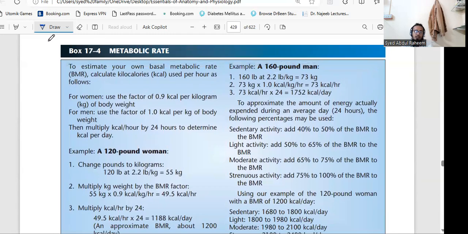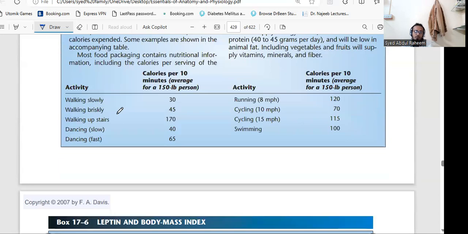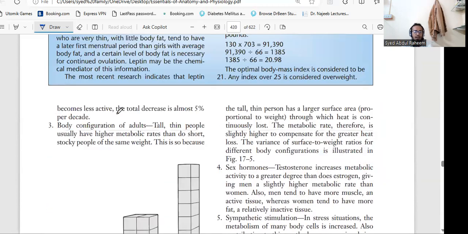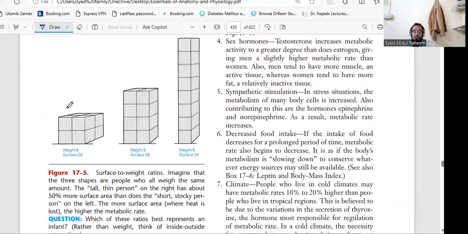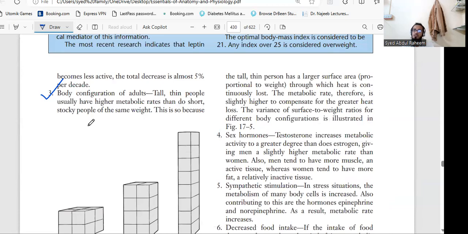Here, the metabolic rate is given. We'll discuss this box because it is very important. Body configuration is also important, because in tall, thin people the metabolic rate is very high, and in obese and heavy people the metabolic rate is low because they have energy stores which they use gradually. And we have sex hormones like testosterone; when testosterone is released, metabolic rate increases. Estrogen also. So in men the metabolic rate increases more, but in females the metabolic rate decreases slightly.